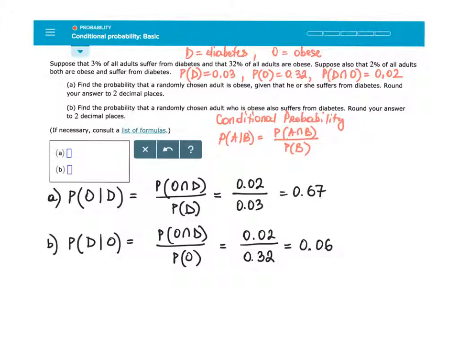In this case, we have those quantities provided. It means that 2/100 has to be divided by 3/100, and that gives me about 67%, or 67/100.